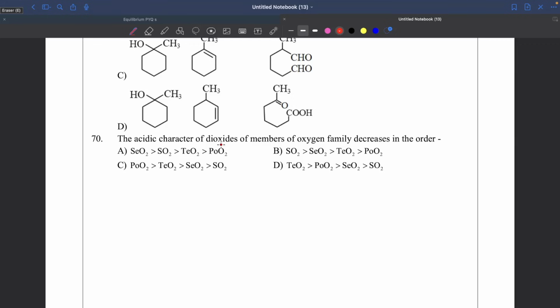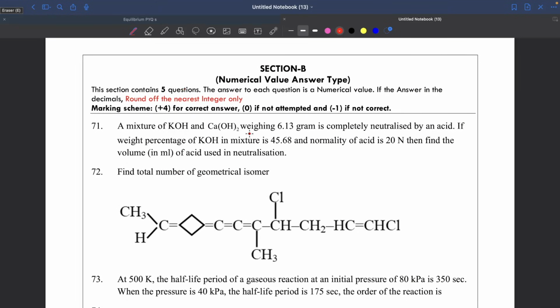The acidic character of dioxides of members of the oxygen family are in the order, right. So if all of them are dioxides, oxidation number will not help. The acidic character is decided on the basis that non-metallic oxides are more acidic, metallic oxides are least acidic. So the answer is B. Answer is B for this question, right. So we will go to the next question, 71.